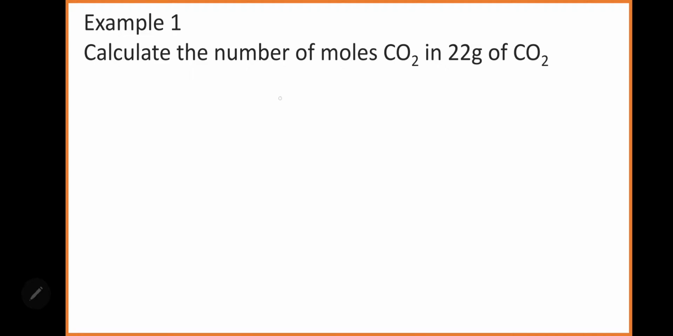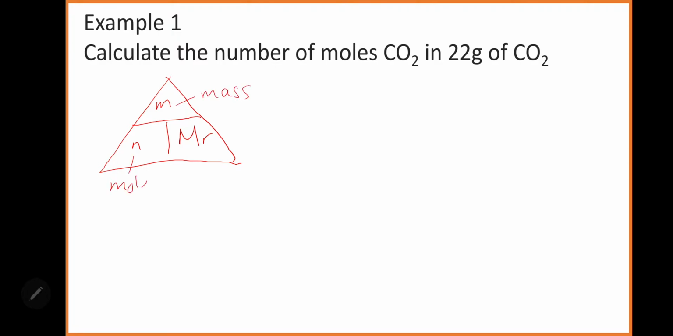So when you see something like this, we have three variables. We use a formula triangle. Now I'm going to draw the formula triangle quickly. So this triangle will help us work out the actual calculation. So n over m equals, so Mr, so mass, moles, and molar mass. What does this mean? That's the mass given, number of moles, and the molar mass from the periodic table.